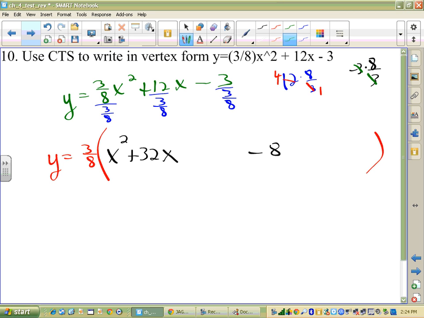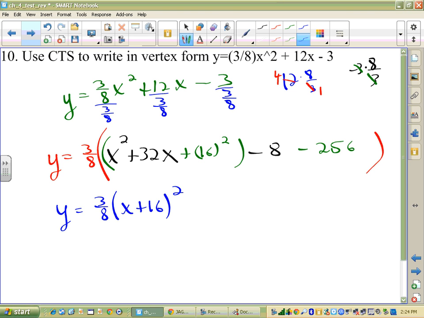So I complete the square by adding the square of half the coefficient of the linear term to both sides. To undo adding that quantity, I need to subtract that quantity. So I need to subtract that much. So I get y equals 3/8 times the group of x plus 16, the quantity squared. And then somewhere off to the side, I'm going to have 264, negative 264 times 3/8.